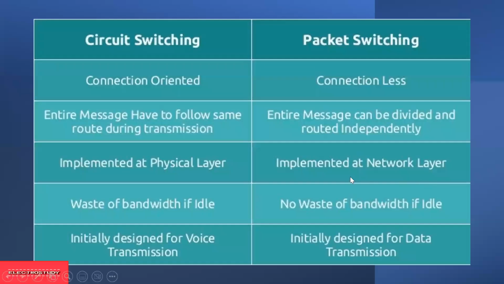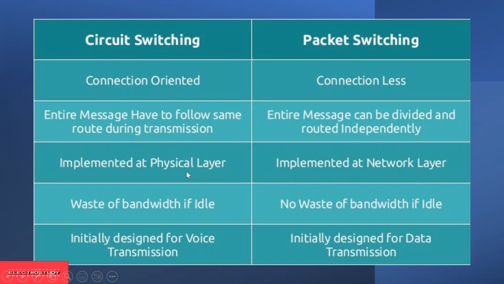Now we'll be seeing the difference between circuit switching and packet switching. Circuit switching, we say, is a connection oriented service. Packet switching is said to be a connectionless service. Under connection oriented service, the entire message should follow the same routers for transmitting the data. In connectionless service, it is not that the entire message has to follow the same path. It can be divided into different paths independently. And generally, circuit switching occurs in the physical layer and packet switching occurs in the network layer.